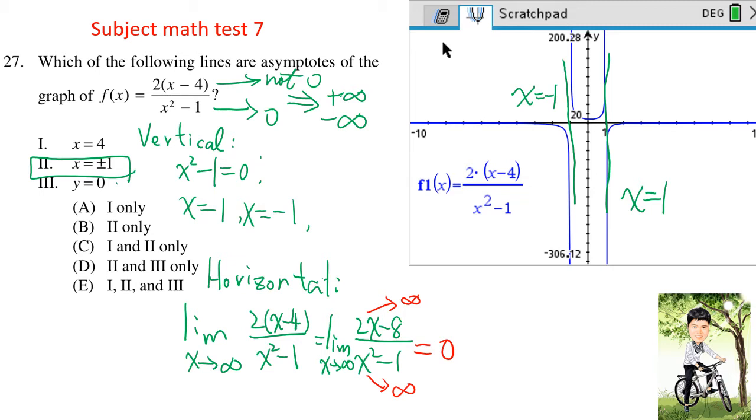term goes to infinity slower, and the lower term goes to infinity faster than the upper term. Therefore, the total function value approaches 0. Therefore, y equals 0 is the horizontal asymptote. We check in the graph. Yes, it is, it's about y equals 0. Then option 3 is correct. Therefore, choose D, 2 and 3 only. Okay, next.